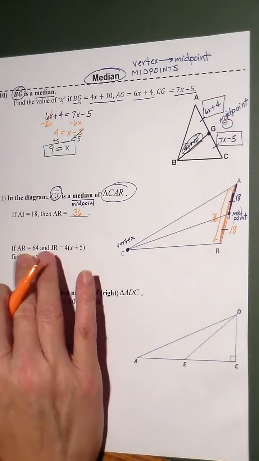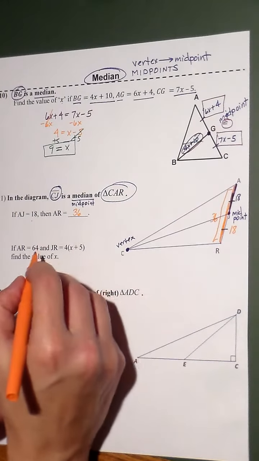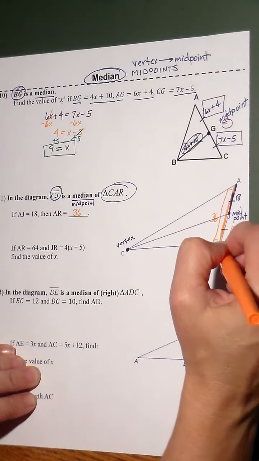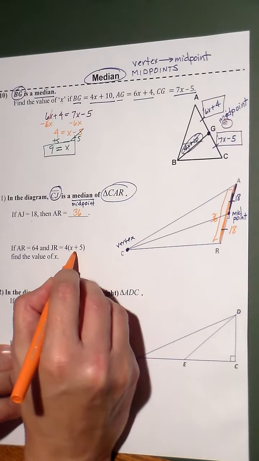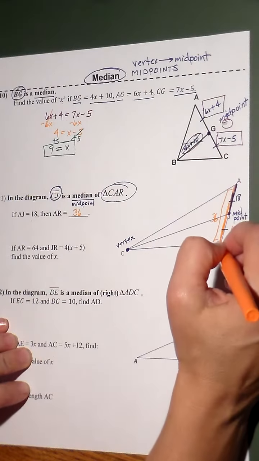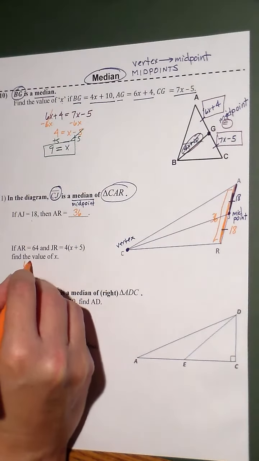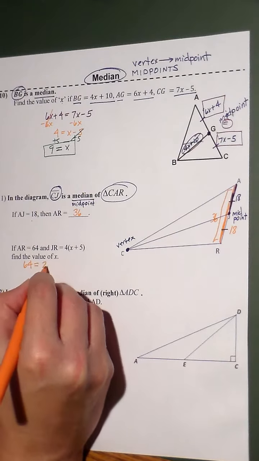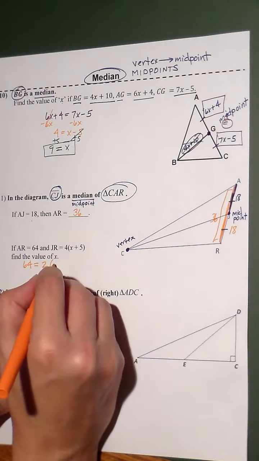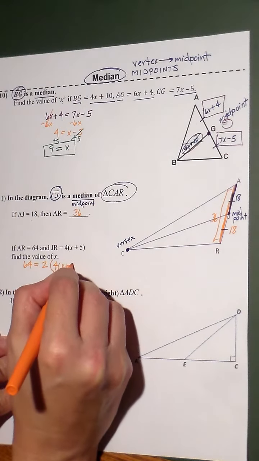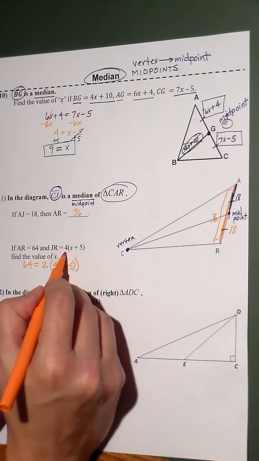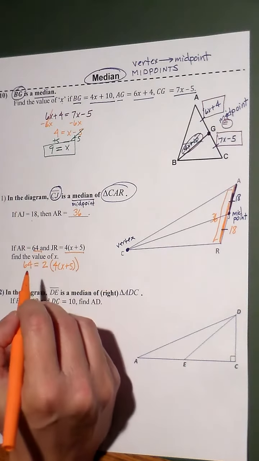If AR is 64, so now let's say AR all the way across is 64, and JR, which is halfway, is 4 times x plus 5, find x. Well, AR is the whole thing, right? The whole thing, 64, is going to equal twice JR. Okay? So 4 times x plus 5, and we're going to double that. 2 times this equals this.